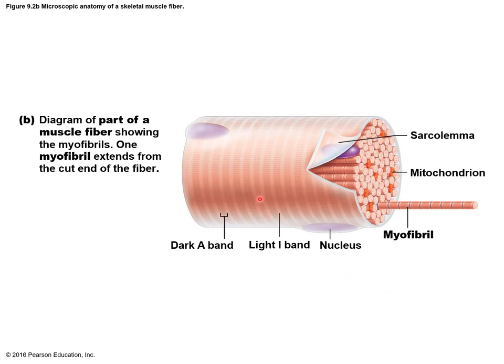So when we look at a muscle fiber, this is the individual cell, the sarcolemma, that is the plasma membrane. Now, if you're thinking, well, wait a minute, what happened to the endomysium?